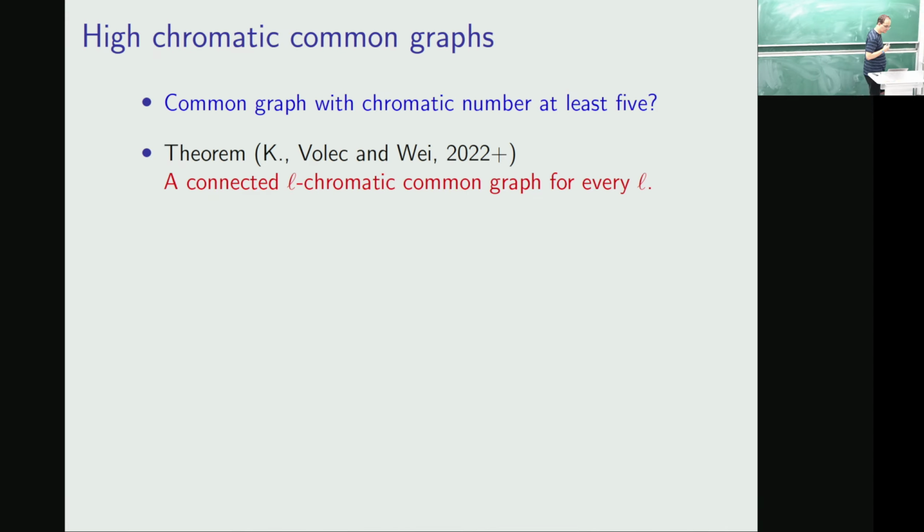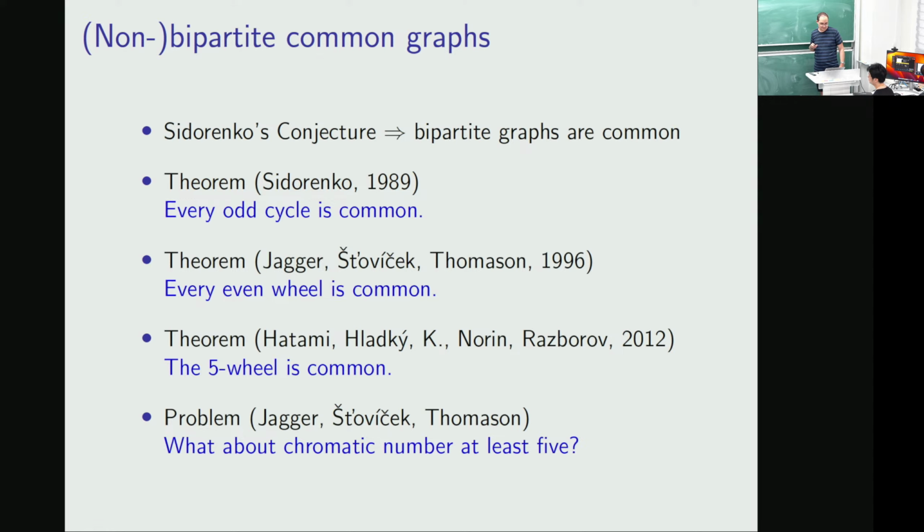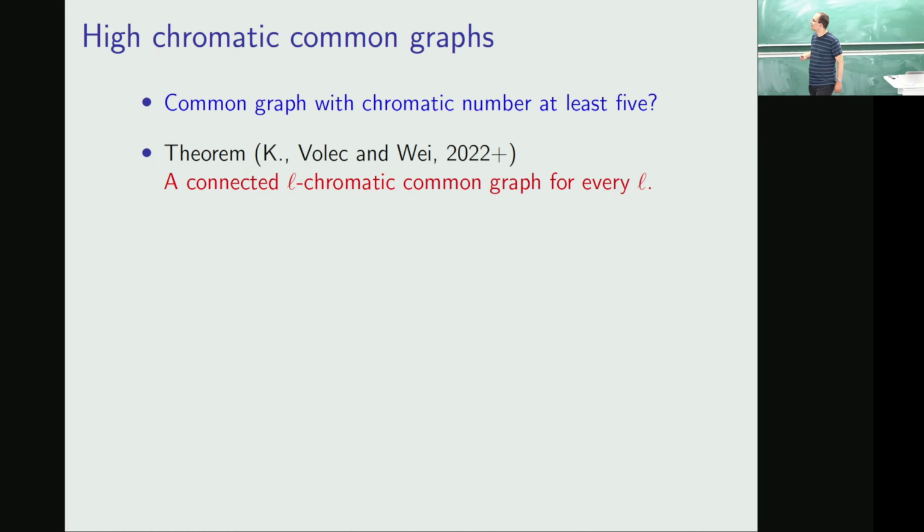The question has been open for, I believe, 25 years, because it appears in this paper from 96, and with Honza Volec and Fan Wei we prove that there exists a connected L-chromatic common graph for every L. So I will not be presenting the proof, I will just say how the graphs look, and I will try to explain the main idea, but I should warn you, it will sound simple, but the paper is like 50 pages. So the idea is simple, but there are lots of technical things that need to be resolved.